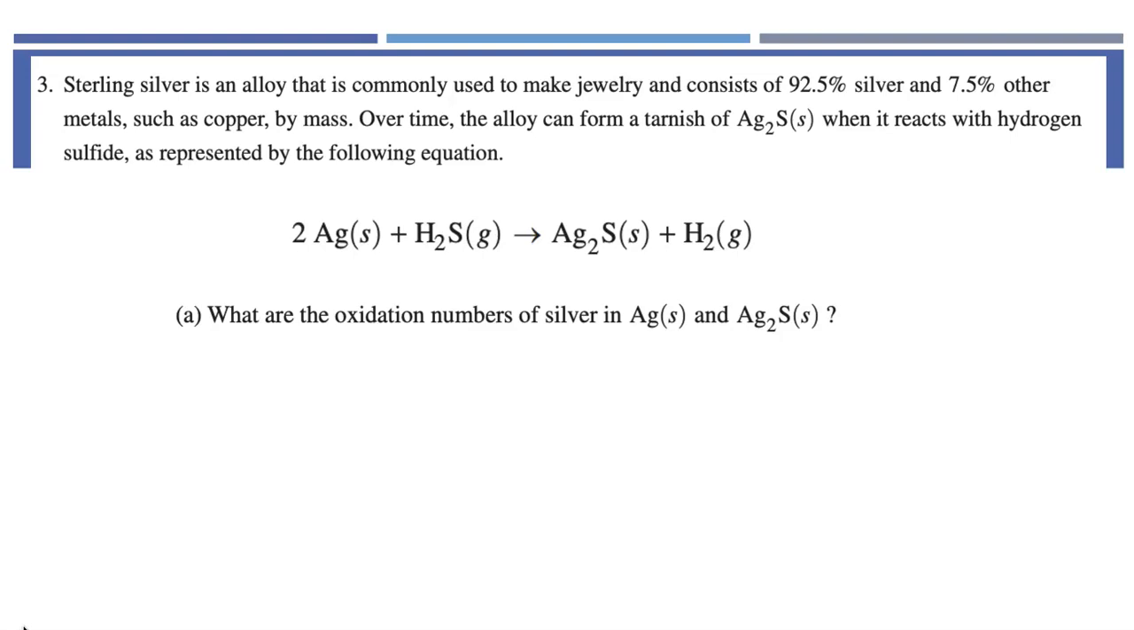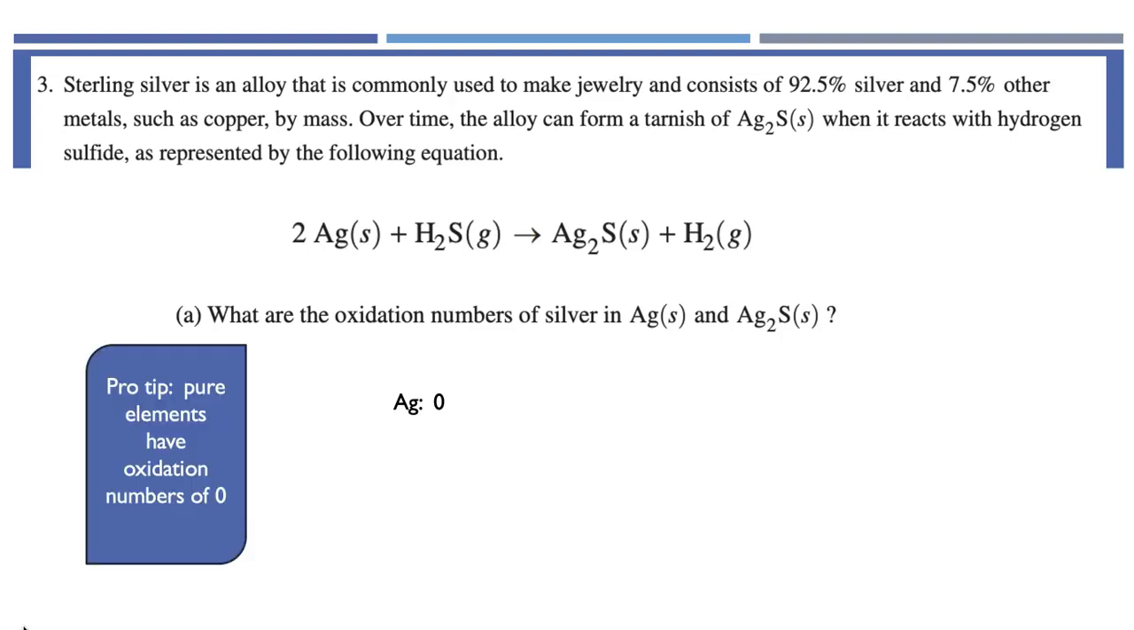Well, for silver metal, the oxidation number is 0. Hopefully you know this already, but pure elements always have an oxidation number of 0. It's worth knowing that. For the silver in the silver sulfide, it's +1. The common oxidation state, the common charge of silver ions is +1. That would be its oxidation number here. You had to have both of these correct to earn the point for part A.